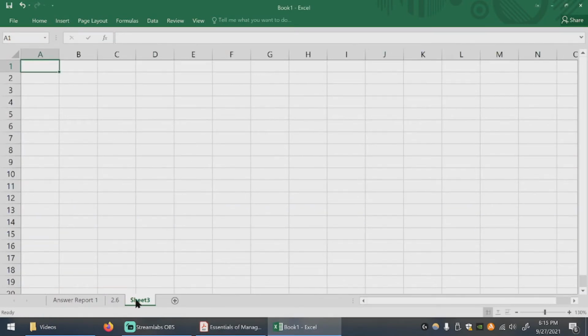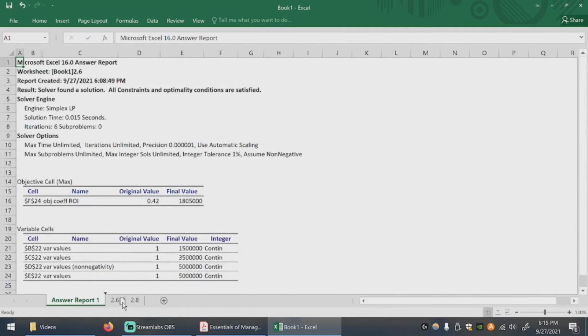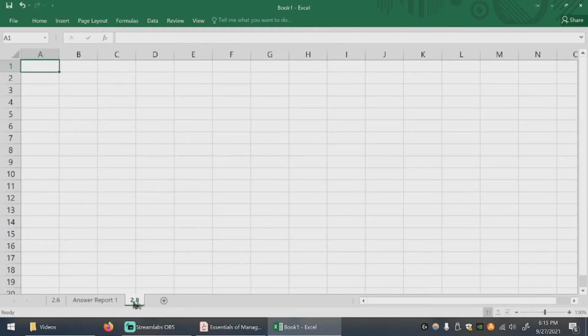What is this? 2.8? 2.8. I should put the answer report after a question, right? For the previous one. Anyway, we wish to minimize the total cost. That's a sentence just for me to help me. What is first in the formulation of the model?